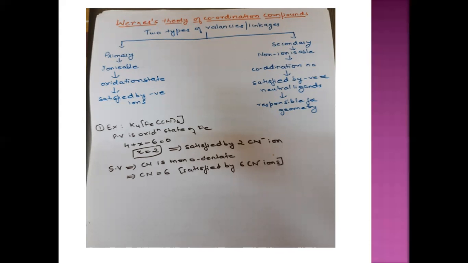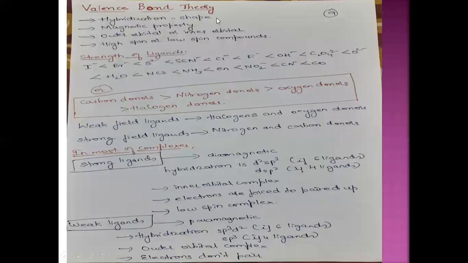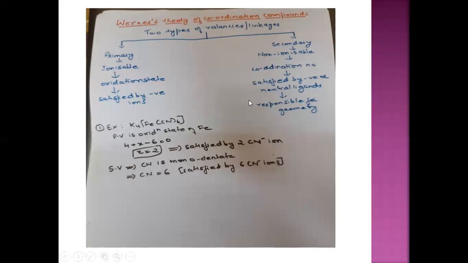Now, the coordination number is the number of ligands present. Its valency is satisfied by the negative or neutral ligands, not by the ions, but only by the negative and neutral ligands present in the compound. Only what is present in the coordination sphere, not outside the coordination sphere. Whereas the oxidation state is satisfied by the negative ions outside the coordination sphere also, but the coordination number or secondary valency is satisfied only by the negative and neutral ligands present. So this is the idea given by Werner's theory.